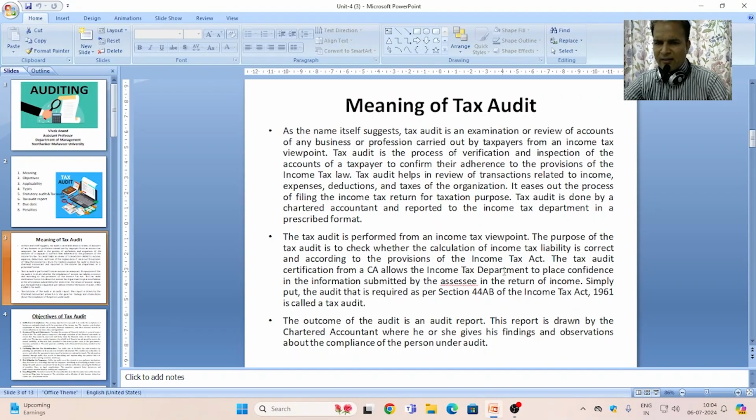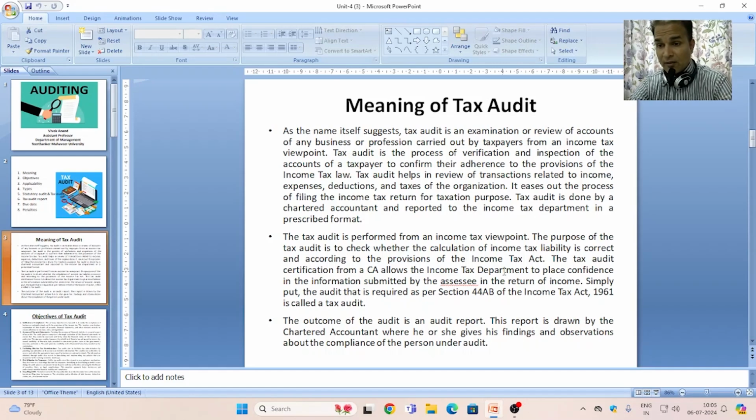Tax audit, like the name itself suggests, is an examination or review of accounts of any business or profession carried out by SSC or taxpayer from an income tax viewpoint. This audit has a main aim to check the income tax on the income of the particular SSC or taxpayer. So tax audit is the process of verification and inspection of the accounts of a taxpayer to confirm their adherence to the provisions of income tax law.